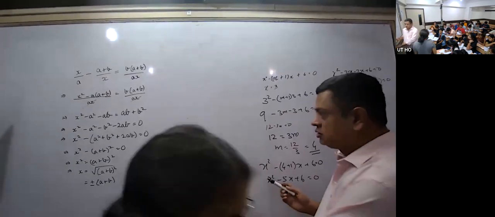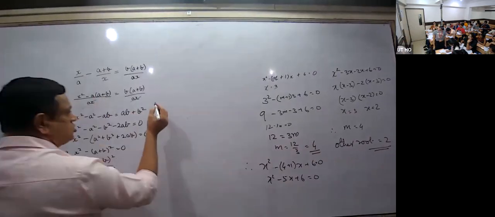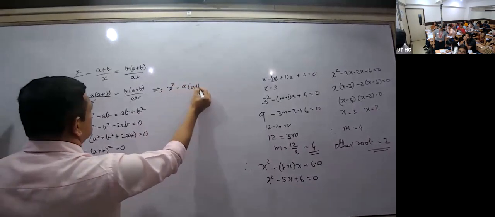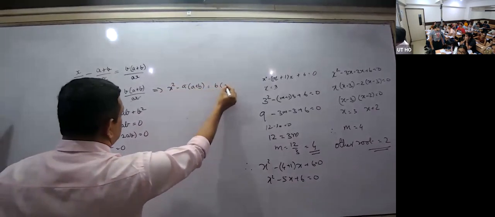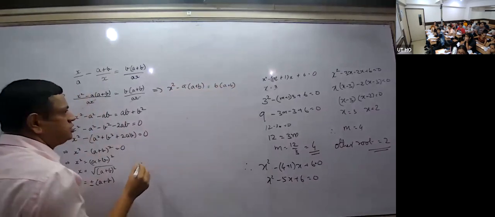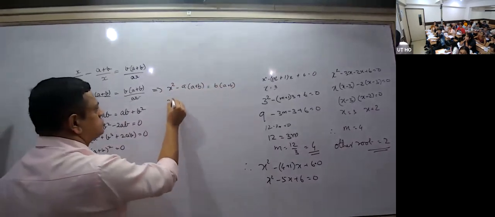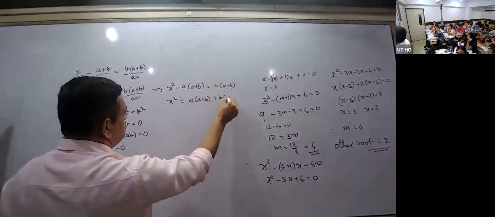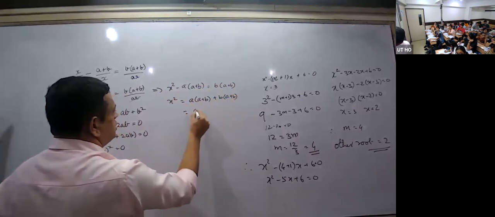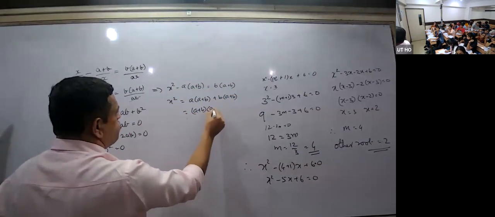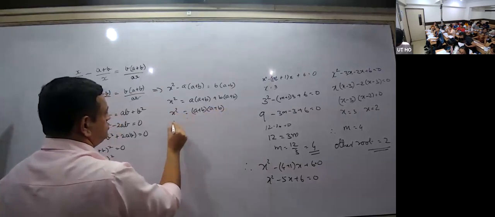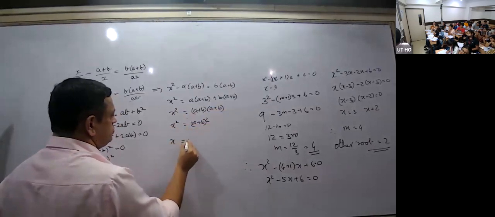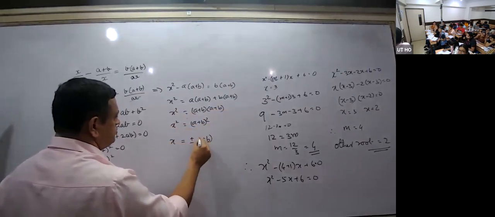Here, you could have done this. Listen here. x square minus a times a plus b is equal to b times a plus b. Now, therefore, x square is equal to a times a plus b plus b times a plus b, that is a plus b times a plus b. x equal to plus minus a plus b. What she has done is perfect, correct, very good.